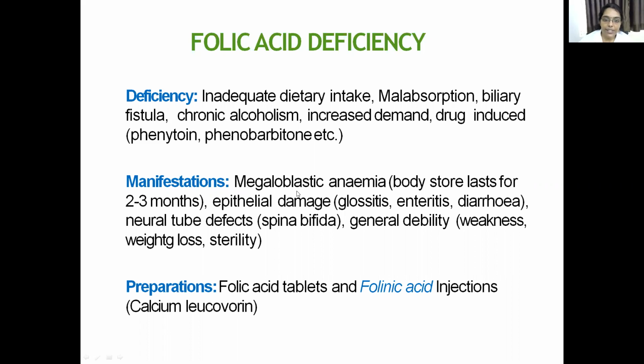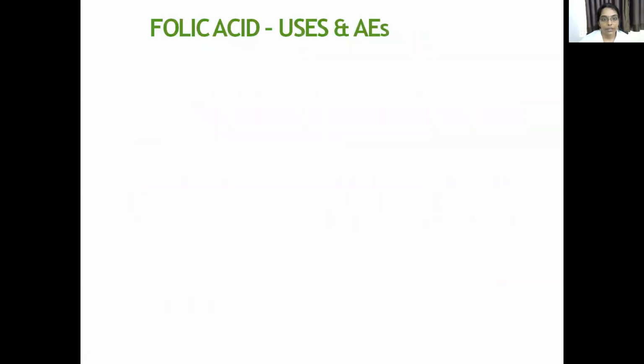Then manifestations are megaloblastic anemia, epithelial damage, glossitis, enteritis, diarrhea, neural tube defects, spina bifida. If a pregnant lady is not taking folic acid, then the fetus might develop neural tube defects. Then general debility like weakness, weight loss, and sterility. Preparations: it is available as folic acid tablets and folinic acid injections.